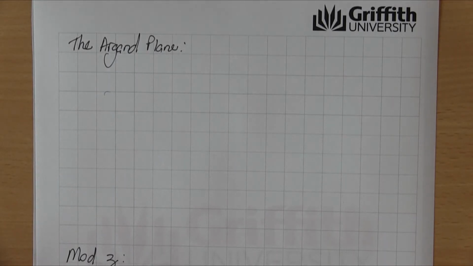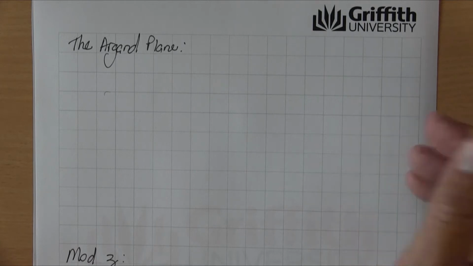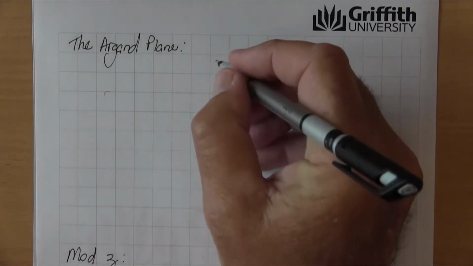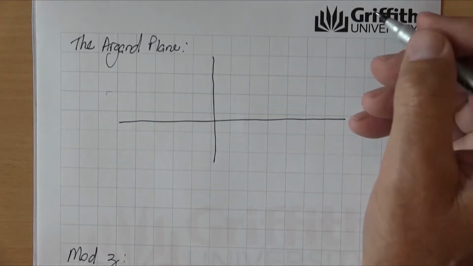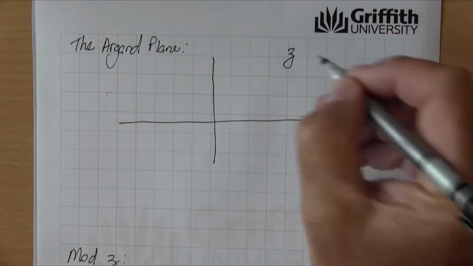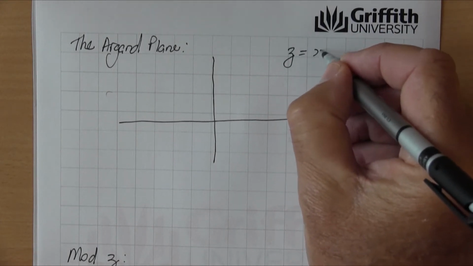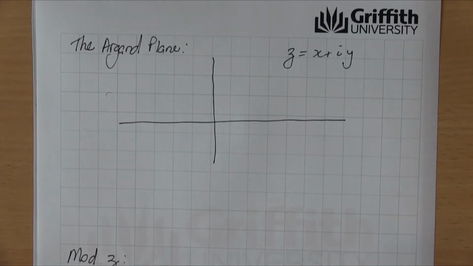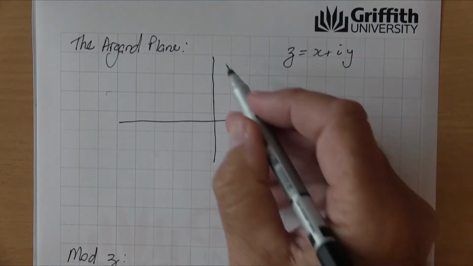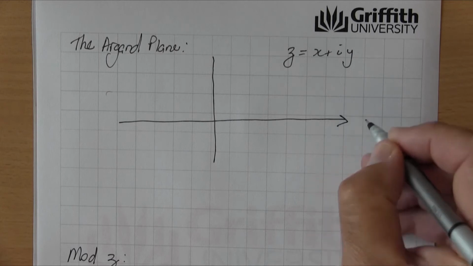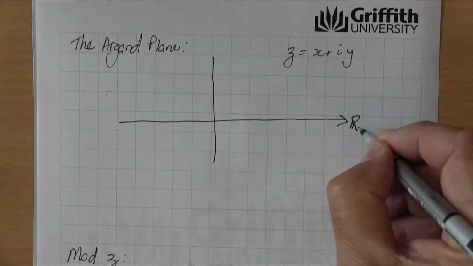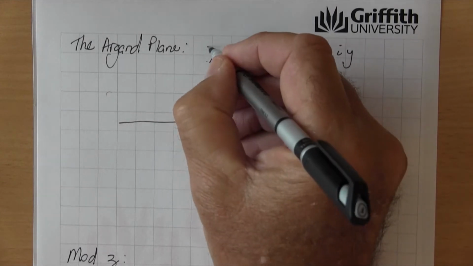Sometimes it's useful to represent a complex number on a plane. You're all familiar with the Cartesian plane for x and y. The Argand plane is very similar. So if we had z, the complex number, equal to x plus iy, then instead of having the x-axis and the y-axis like we have in the Cartesian plane, in the Argand plane this is called the real axis, and this is the imaginary.